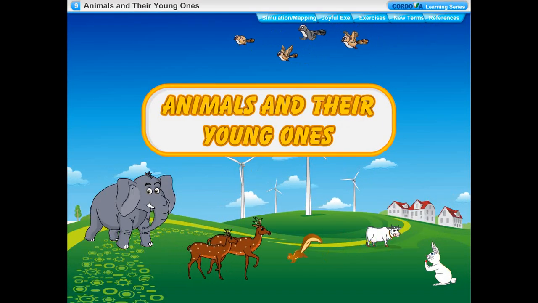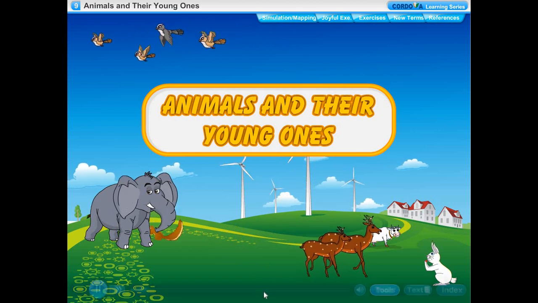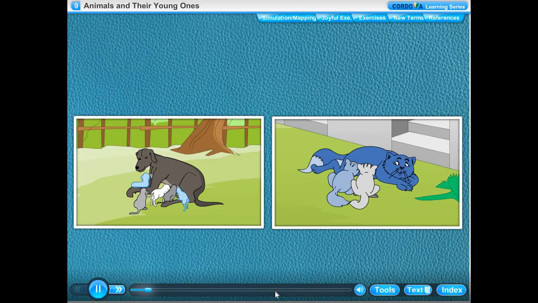Chapter 9. Animals and their young ones. All living things live for some years. They grow, become old, and finally die. To continue the life on earth, all living things reproduce young ones of their own kind. The process by which animals produce their young ones is called reproduction.